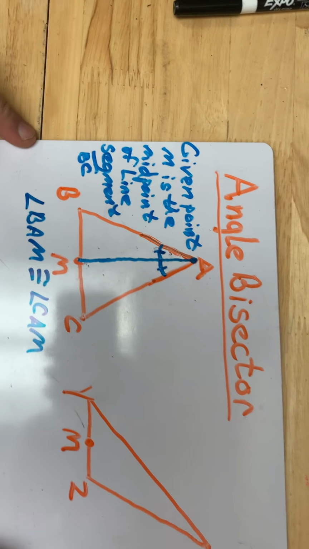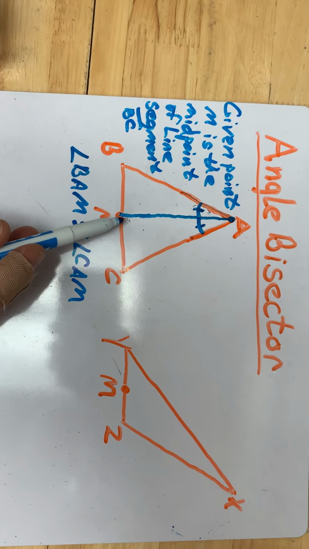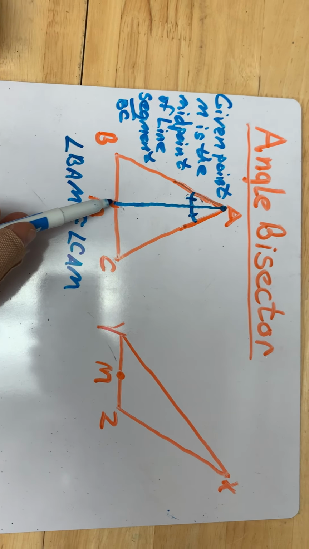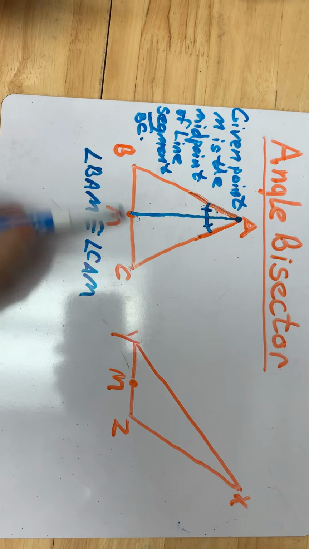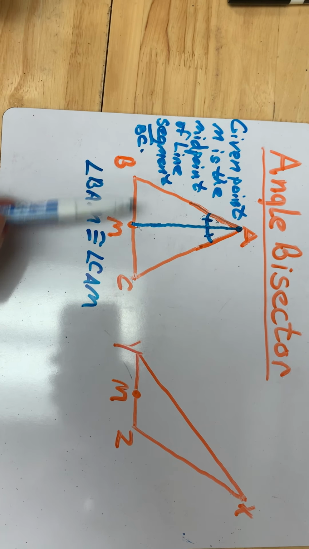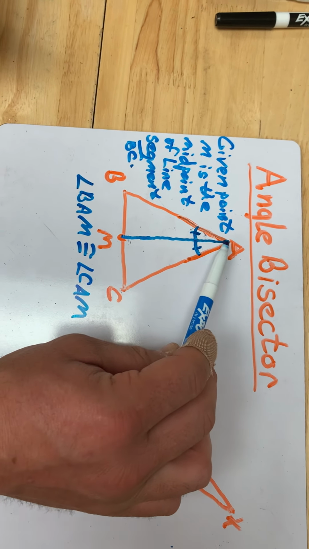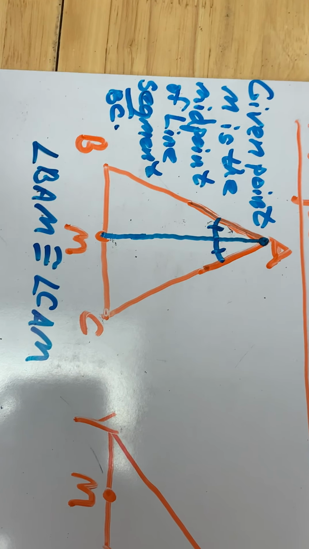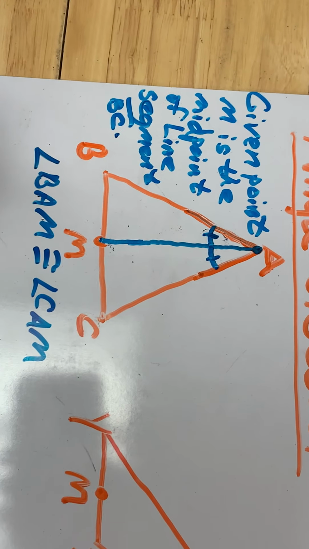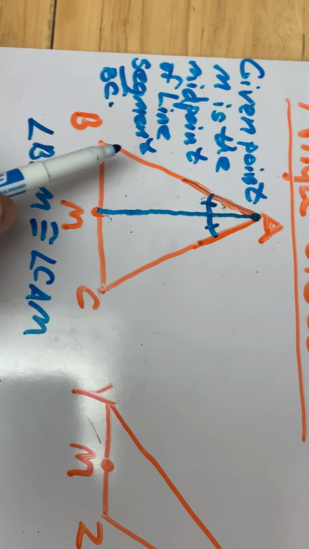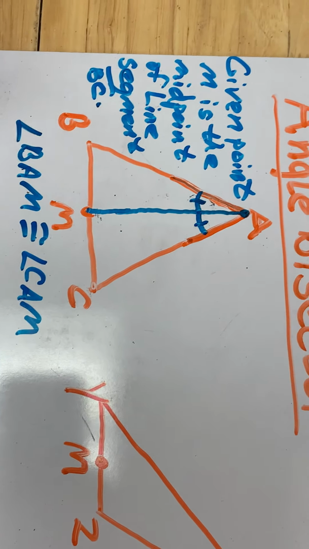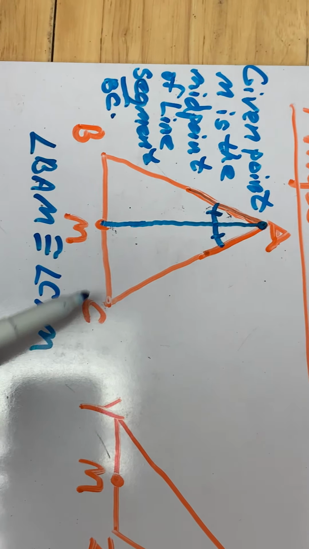Okay. So once we identify or are given, they would have to tell you this, that point M is the midpoint of side BC, then you can state that line segment AM is an angle bisector. Which means that it cuts the big angle here, angle BAC, into 2 equal or congruent halves, angle BAM and angle CAM.